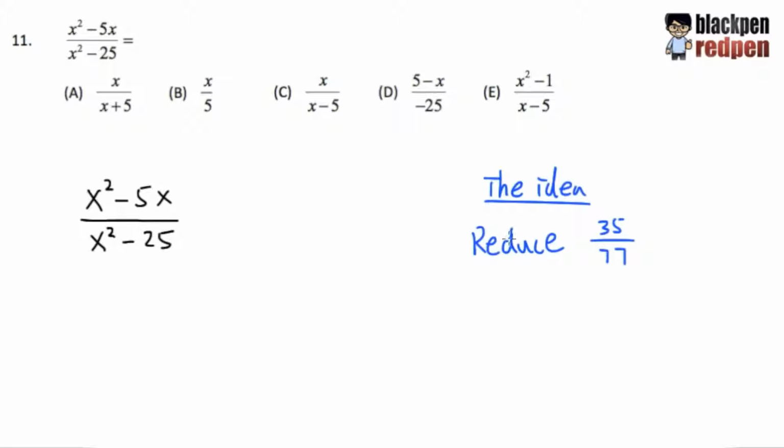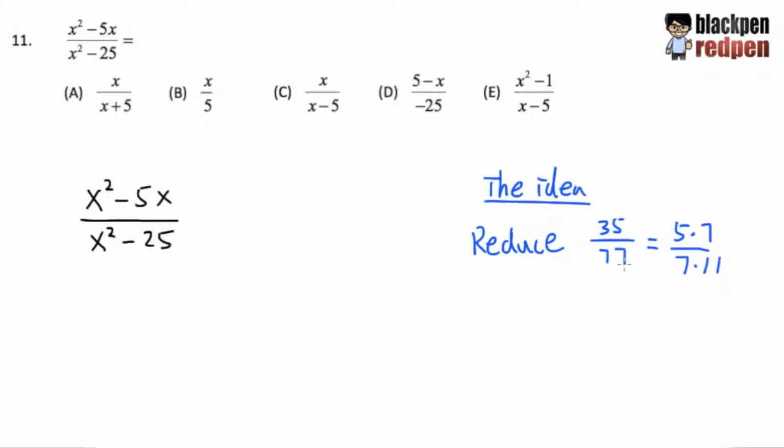Let's talk about how we can reduce the fraction 35 over 77. To do this, what we do first is, let's look at the numerator, and we are going to factor out the 35. Well, we know that 5 times 7 will give us 35. And then we will do the same on the bottom. We have to ask ourselves, what times what will give us 77? We know that 7 times 11 will give us 77.